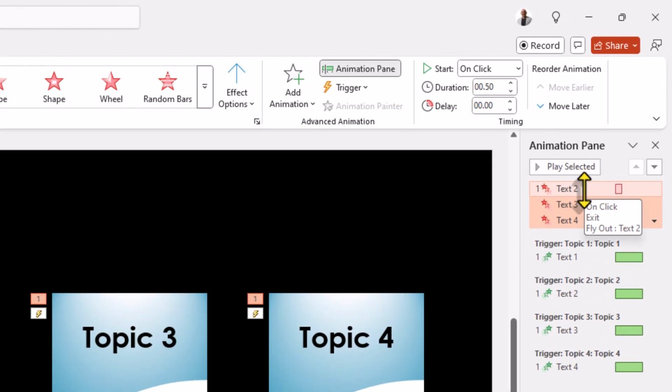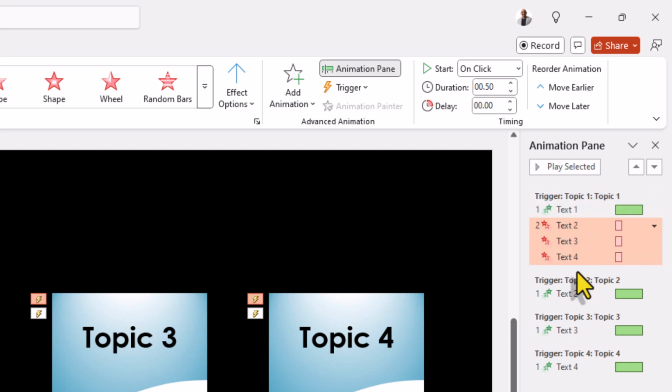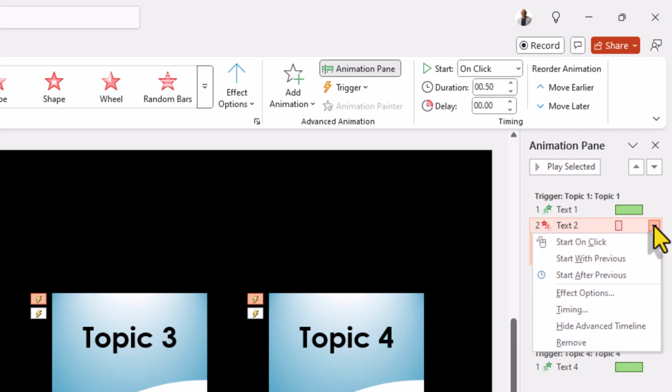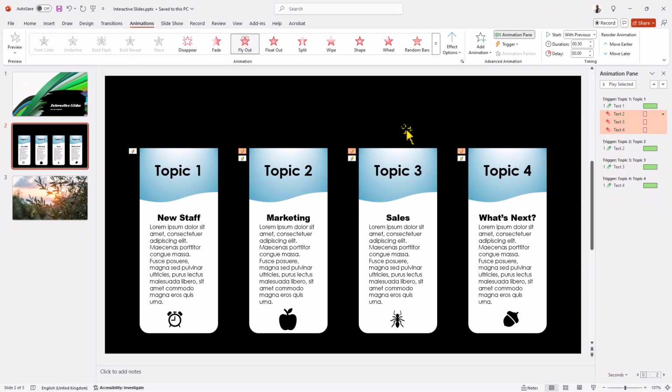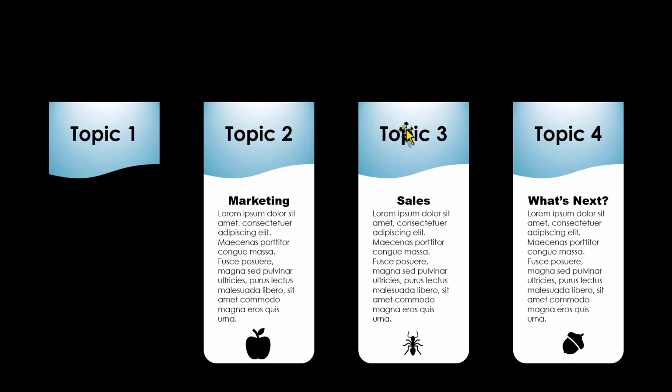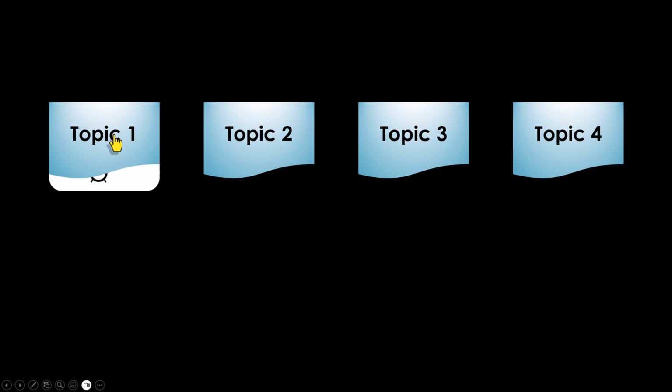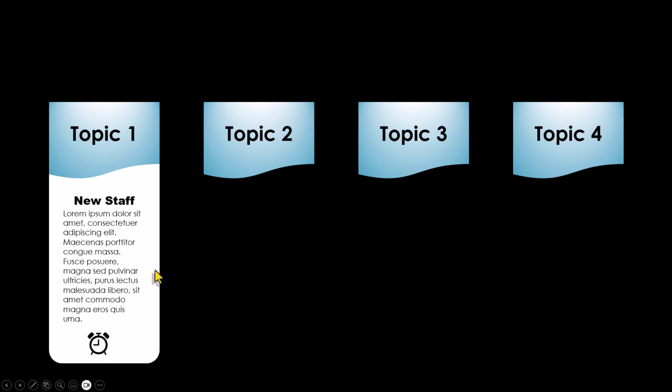Then what you need to do is drag those down so they're just under text 1, and you want this to happen not when you click, so you want it to happen when you click for text 1 to come down. So change this to start with previous. Okay, so now if we run this, when we click topic 1, the others disappear and that one comes up.